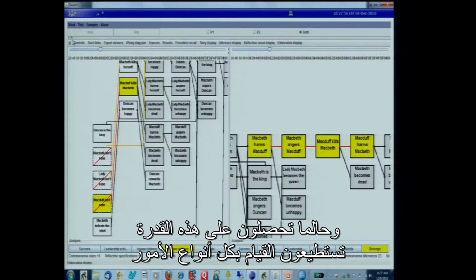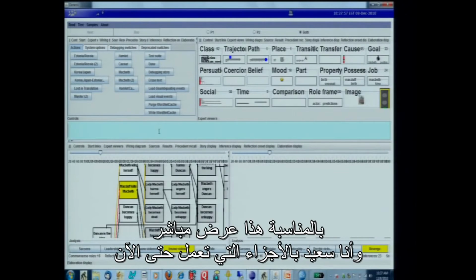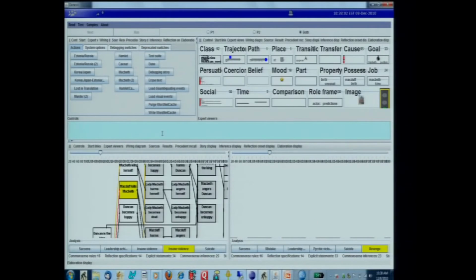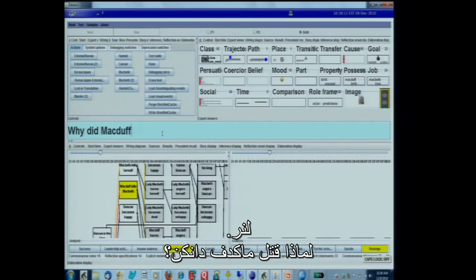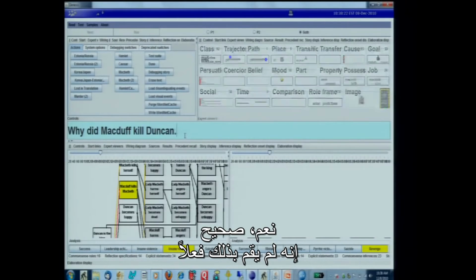So once you've got that capability, you can do all sorts of things. For example, you can ask questions. So let me arrange to ask. By the way, this is a live demonstration. I'm thrilled to pieces that it actually worked so far. Let's see. Why did Macduff kill Duncan? You all know why, right? Duncan. Yeah, you're right. He didn't actually do that.